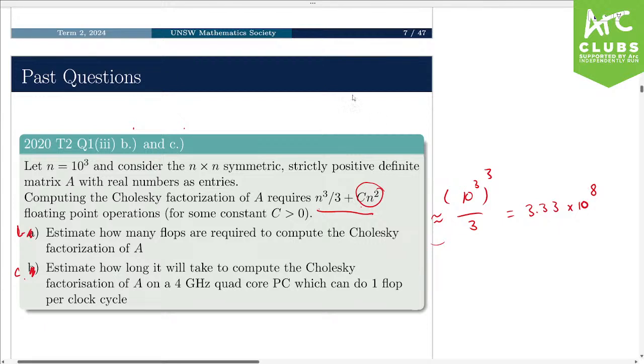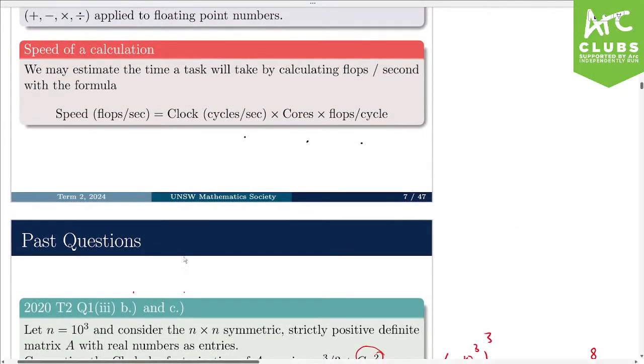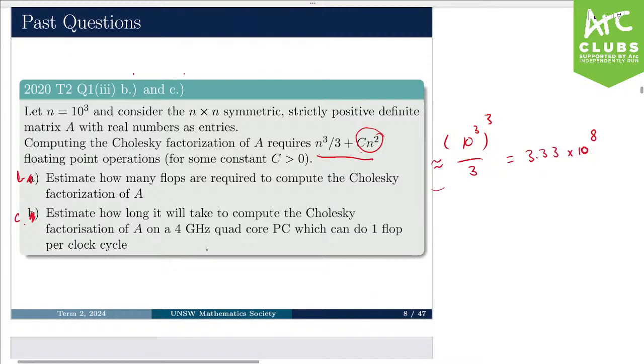Okay, I think it is 10 to the power of 8. Part C wants us to estimate how long this calculation will take. So first, we want to calculate the speed in flops per second using this formula. So the clock here is 4 gigahertz, so the speed is 4 times 10 to the 9 times the number of cores, which is 4, times the speed.